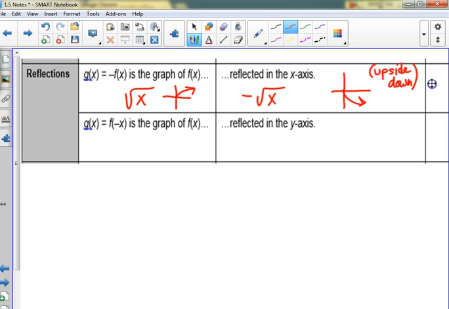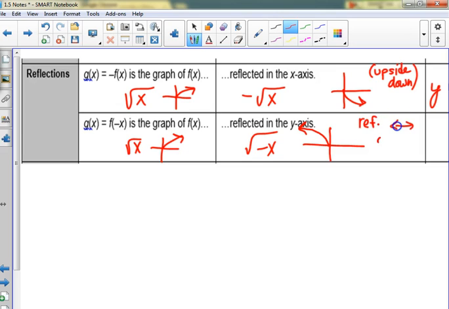Which changes x or y values. Okay, and negative on the inside. So if we had this parent function here and we did square root of negative x, it would reflect this way, because you could put in negative numbers, take their opposite, that would become positive, and then you could square root them. So it's reflected left to right over the y. So it changes x values.